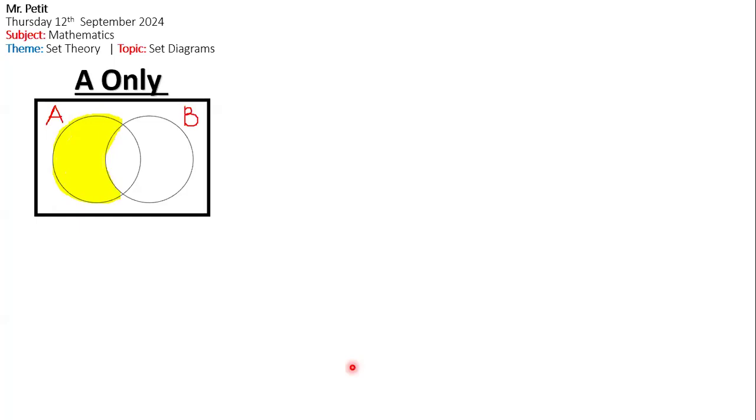Delvon, you understand this so far? For A only, what did I shade? Tell me what I shade. You circle everything but the stuff in the intersection, and everything inside A. So we shade in A, we do not shade the intersection, and we do not shade the stuff that is in B. That makes sense?